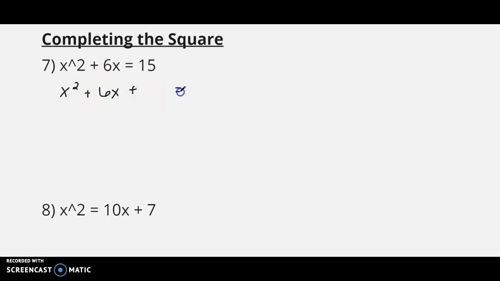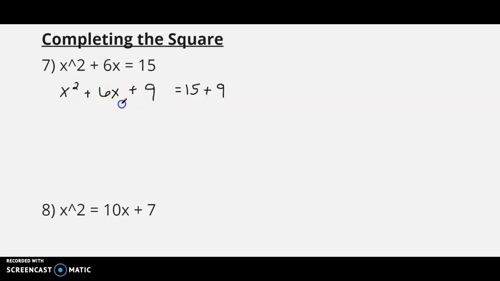Plus something is equal to 15. Okay, we're going to take half of 6, which is 3, and then we're going to square it, which is 9. But rules of equations, if you do something to one side, you've got to do the same thing to the other. So if I plus 9 on the left, I'm going to plus 9 on the right.